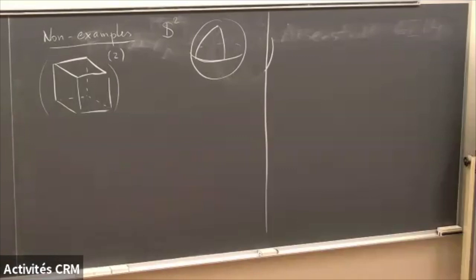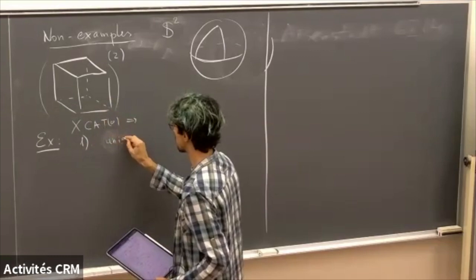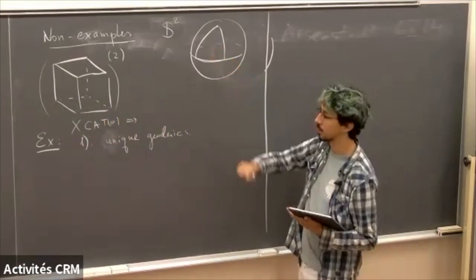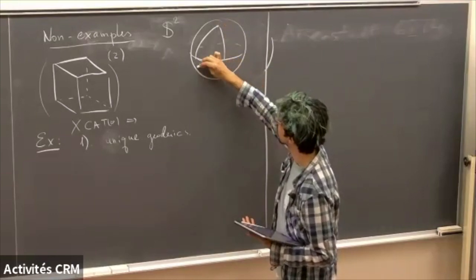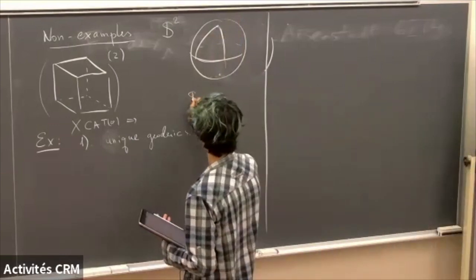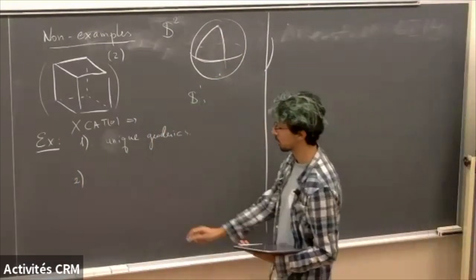Okay. And here's a bunch of exercises that will be useful for us later. So maybe the first exercise is that a CAT(0) space has unique geodesics. For instance, if you want to prove that S2 is not CAT(0), you can note that between two antipodal points, there is more than one geodesic. And the same works for S1.